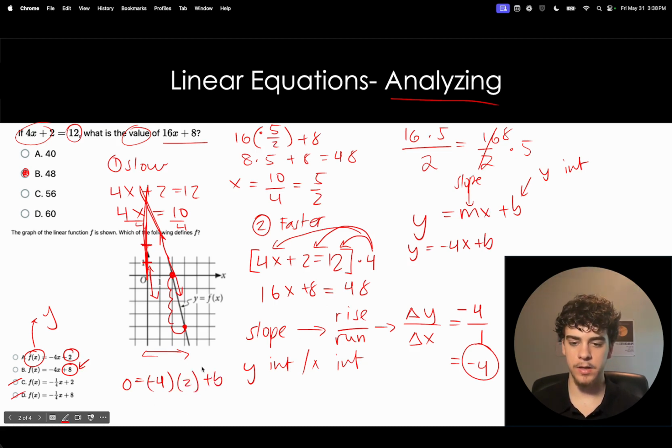So when we fully expand this, what we're going to have is 0 equals negative 8 plus b, and from this we can tell that b has to be 8 to cancel out the negative 8 and go to 0. So in this case, b is going to be our answer.